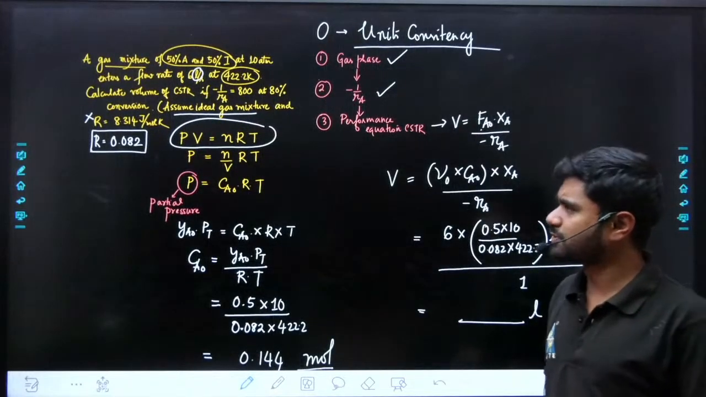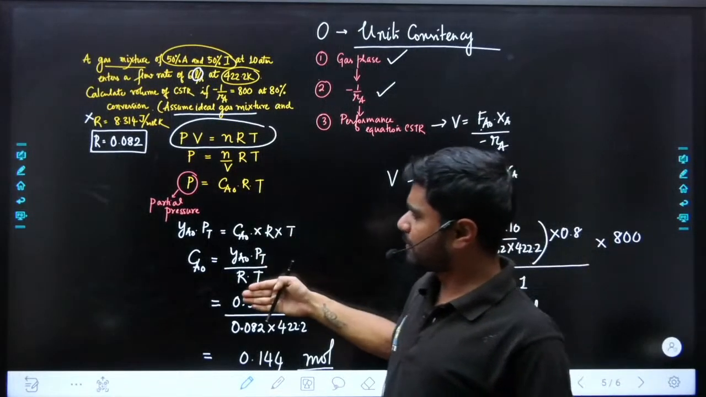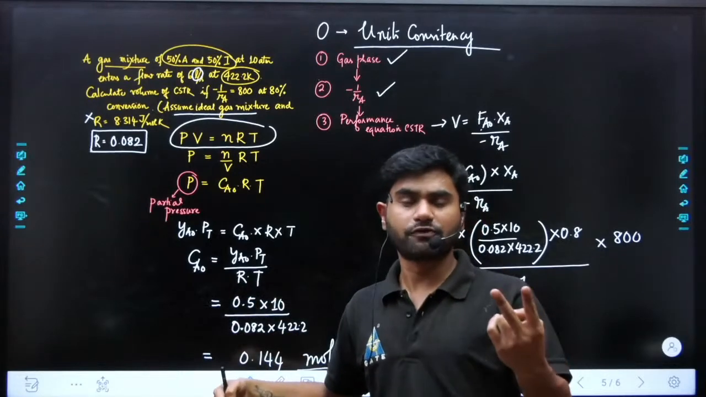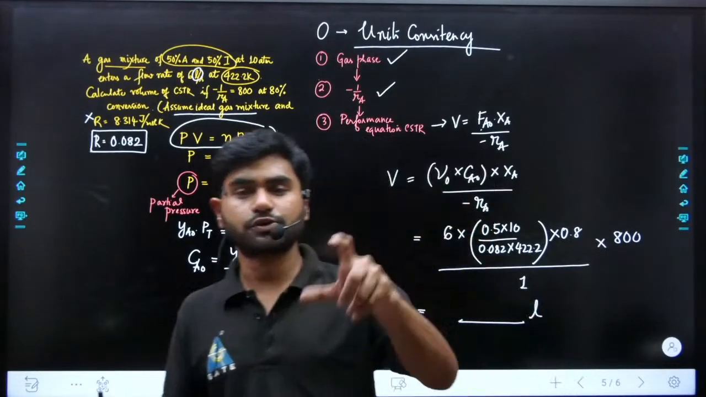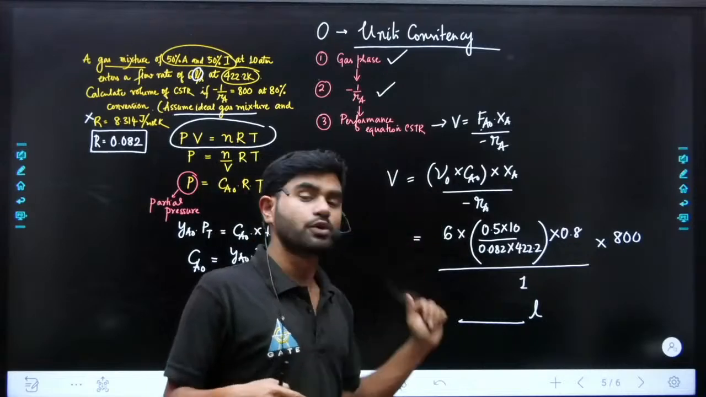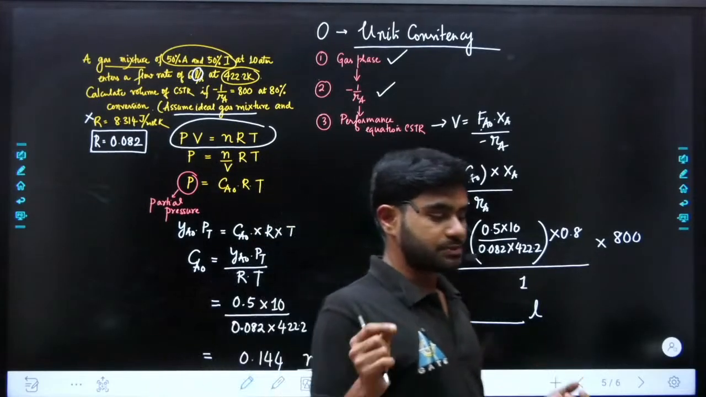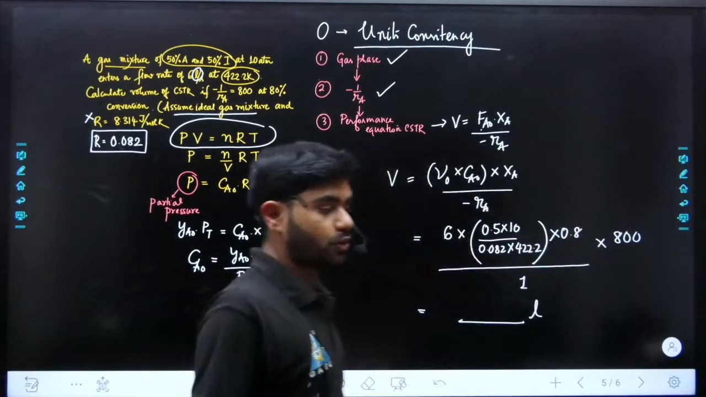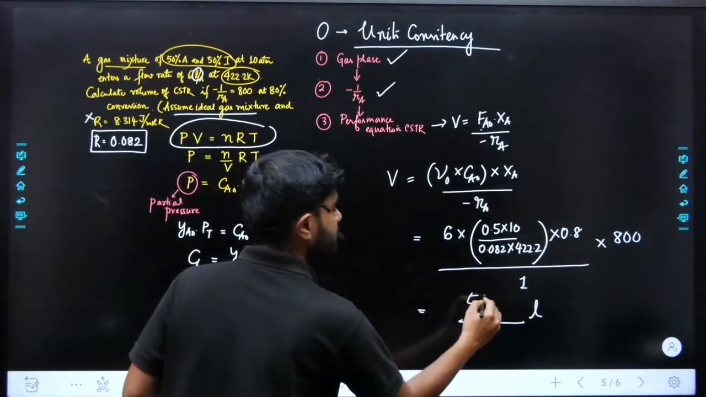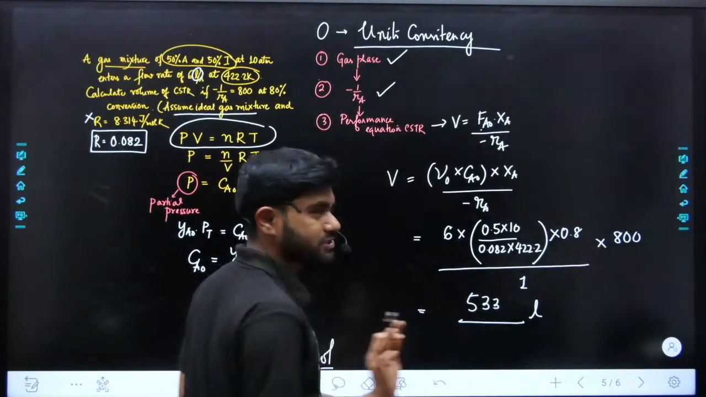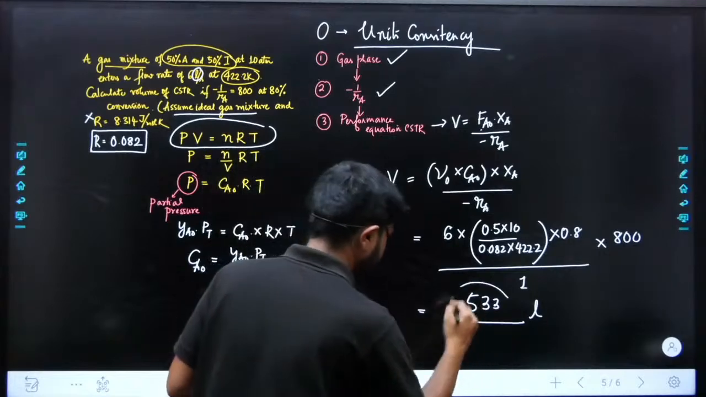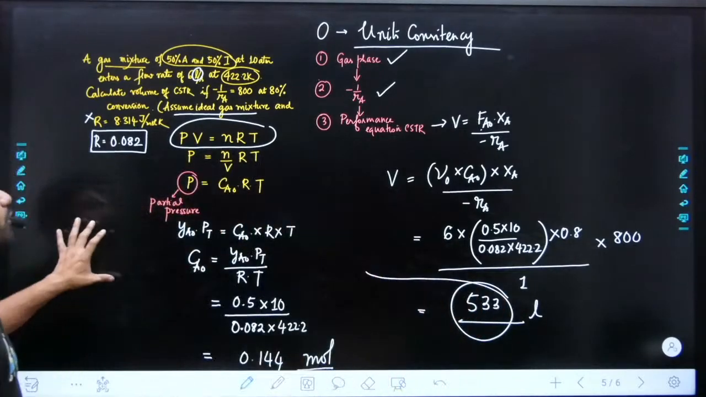The steps have to be: first ideal gas, then we come to concentration. The third part is your performance equation, and you need to put the values in the performance equation to get the volume. And the volume is something around 533. I'm approximating. It is around 500.